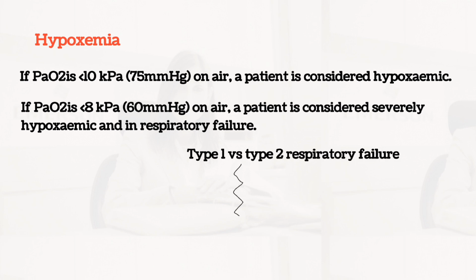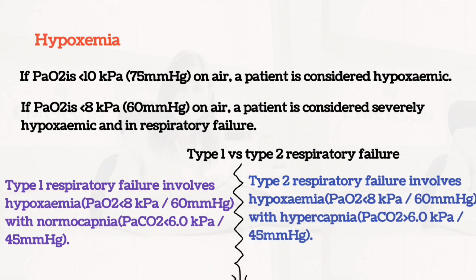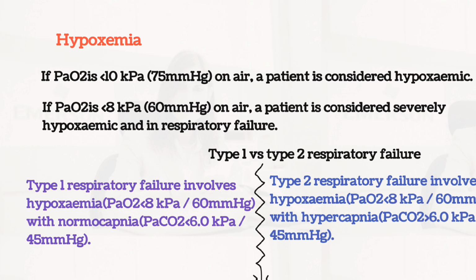Type 1 vs Type 2 respiratory failure. Type 1 respiratory failure involves hypoxemia, PaO2 less than 8 kPa, 60 mm of mercury, with normocapnia, PaCO2 less than 6.0 kPa, 45 mm of mercury. Type 2 respiratory failure involves hypoxemia, PaO2 less than 8 kPa, 60 mm of mercury, with hypercapnia, PaCO2 greater than 6.0 kPa, 45 mm of mercury. Let's now go into details of each type mentioned.